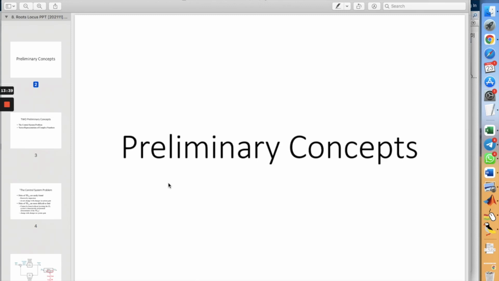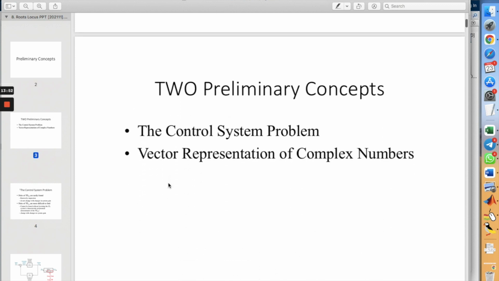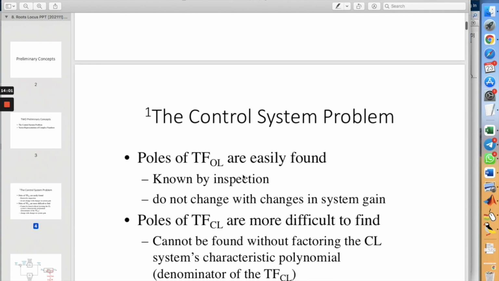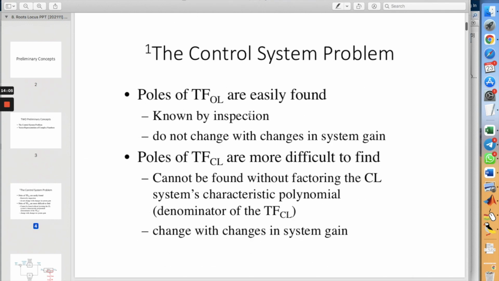Before I proceed with the next construction of the root locus topics, let's just go back to the preliminary concepts of this root locus. What you need to know is these two: the control system problems and vector representation of complex number. The first one: poles of open loop transfer function are easily found.